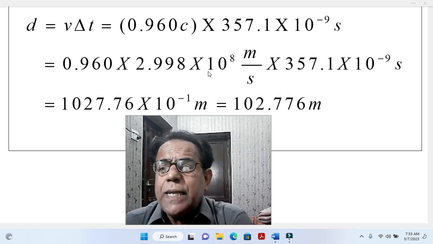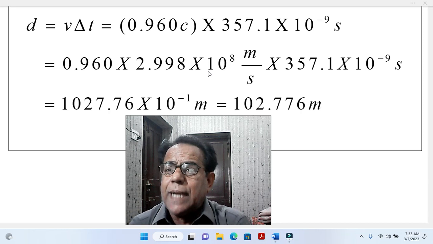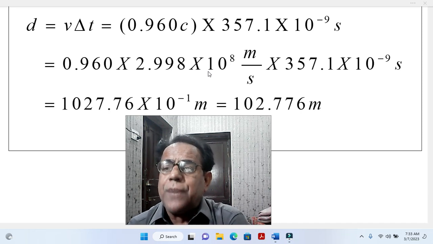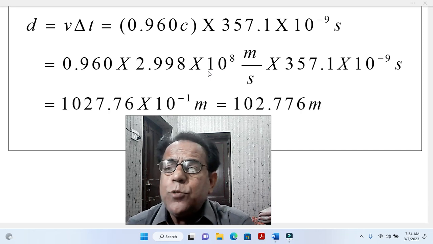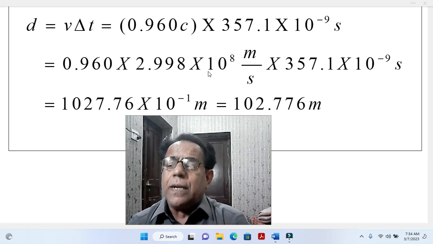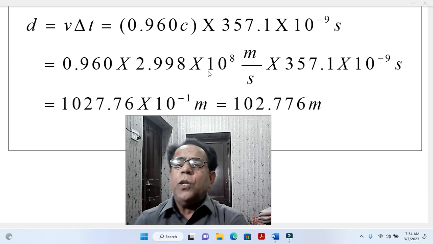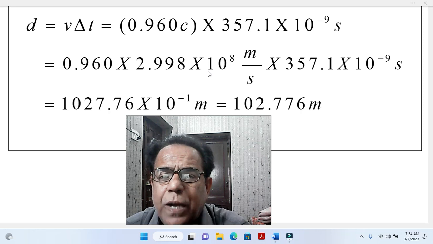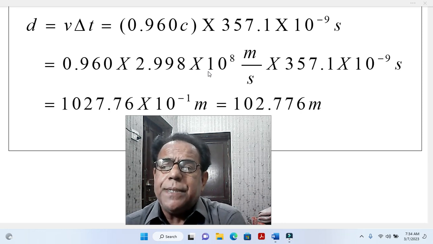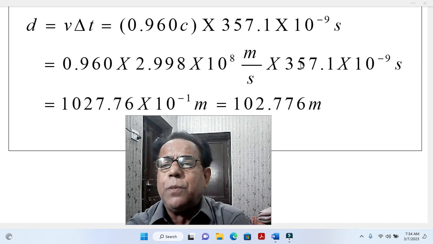Moreover, dear students, we can see that one is 10 raised to the power plus 8 and one is 10 raised to the power minus 9. So out of these two multiplying factors, 10 raised to the power minus 1 will remain, and hence D will alternatively become equal to 1027.76 into 10 raised to the power minus 1 meter, and this will alternatively become equal to 102.776 meter. Okay, our part B has been solved.